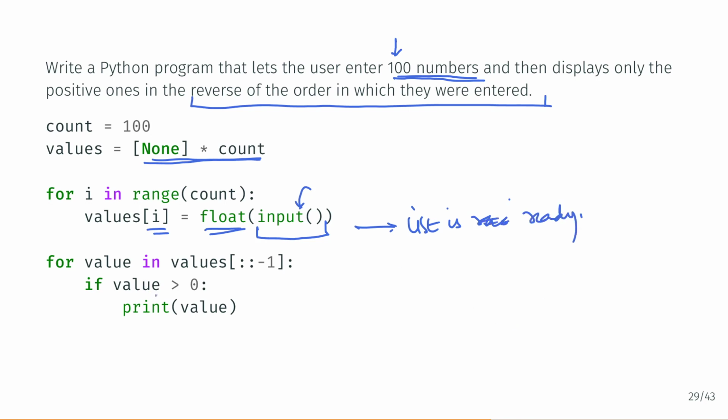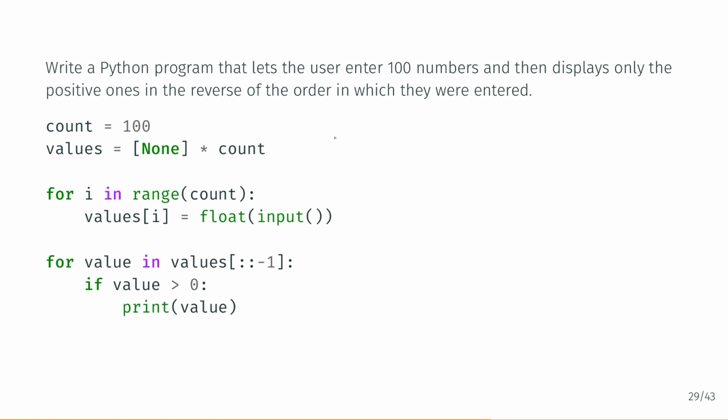So the next thing we do is, we need to display the positive numbers in the reverse order. So what we will do is, we'll actually do the other way around. We'll go through the reverse order and print only if the numbers are positive. Okay, so the way we traverse the list in the reverse order is as follows. We say for every value in values[::-1], so that's a step size of -1, if value is greater than 0, print value. Simple, right? So for every element in the list in the reverse order, get the value, check if the value is greater than 0, and if it is, print value. Simple, right?